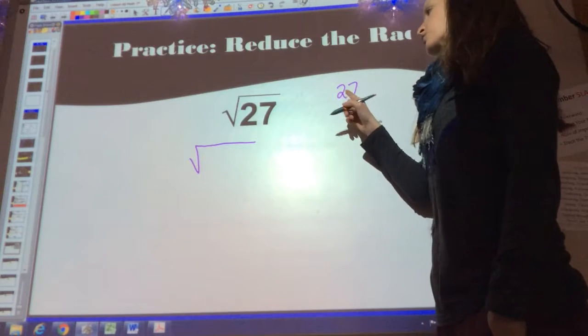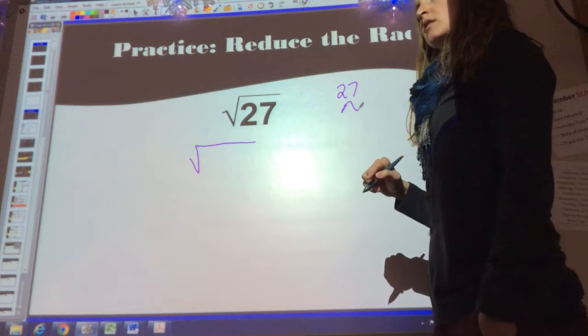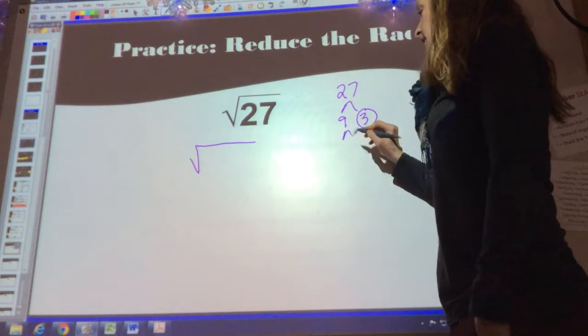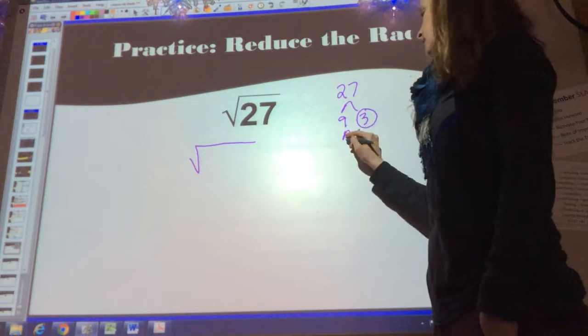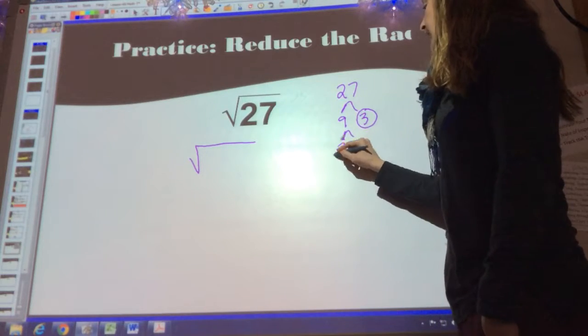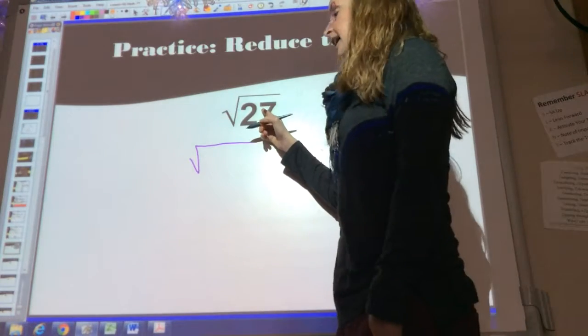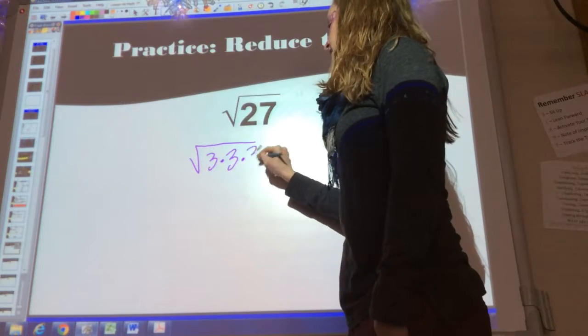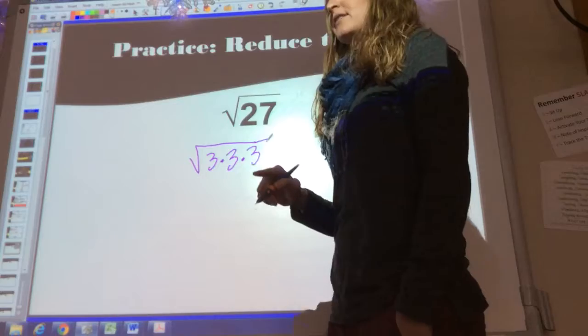What times what equals 27? 1 times 9 times 3. 9 times 3. Very good. And we can circle 3. What is 9? 3 times 3. Okay, so I would like everyone to write, the square root of 27 is 3 times 3 times 3. And notice it's still in the square root.